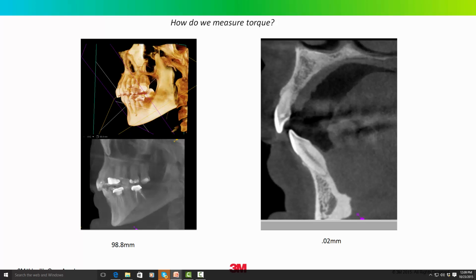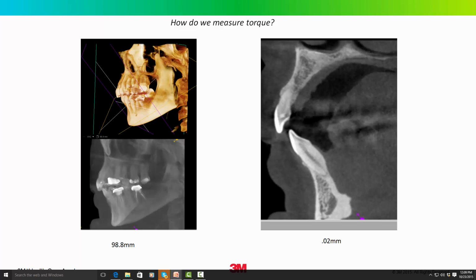If you take a look on the left of the screen, you see this is a reconstructed cephalometric x-ray from a cone beam CT. All these images are from the same cone beam CT. You see from a cephalometric x-ray, we measure torque based on a composite view of the lower incisors. With cone beam CT, you can look at individual teeth and the bony structures that support those teeth.